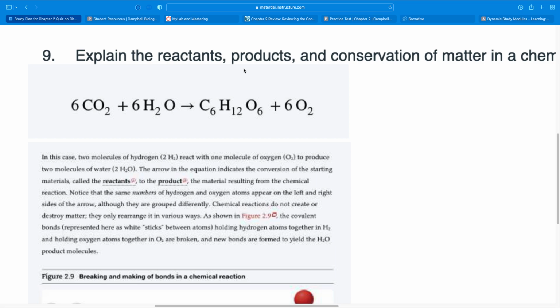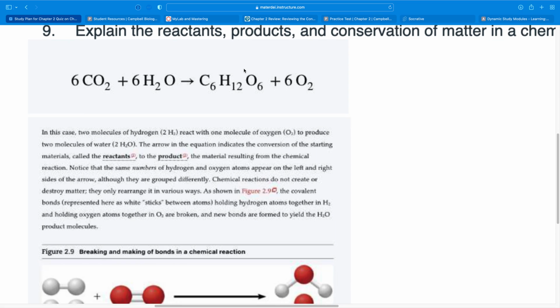We did this earlier, right? Everything on the left-hand side of the arrow is the reactants. You could circle that word and then circle this. You could circle products right there. Conservation of matter means that only God can destroy matter or create matter. Otherwise, it's just a rearrangement of all the matter in a chemical reaction.